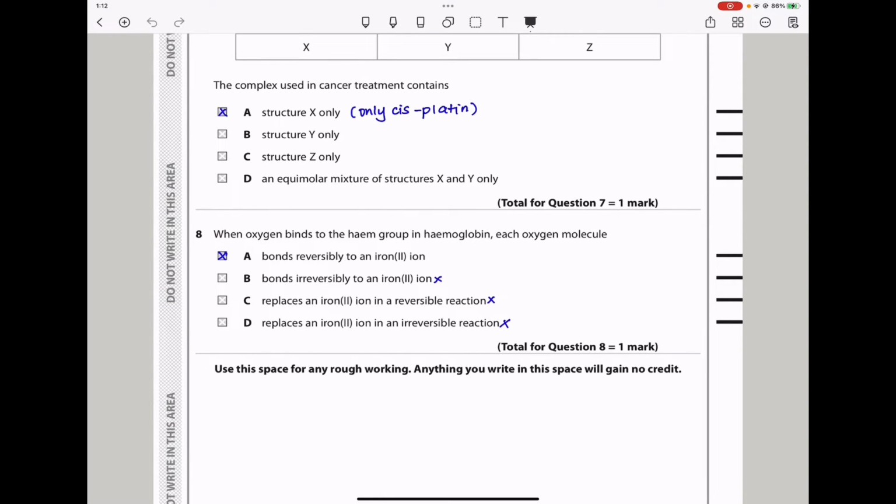In question 8, when oxygen binds to the heme group of hemoglobin, each oxygen molecule bonds reversibly to an iron 2 ion. This is forming a dative covalent bond, so A is the answer.